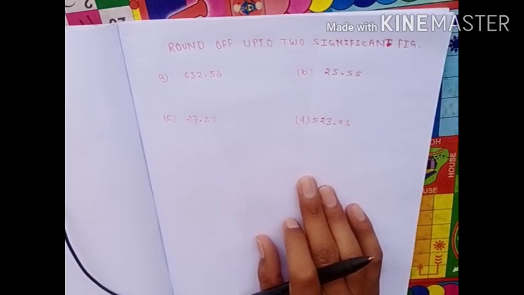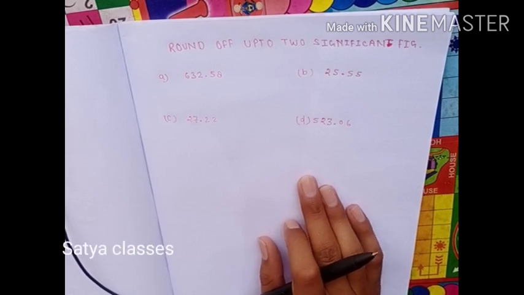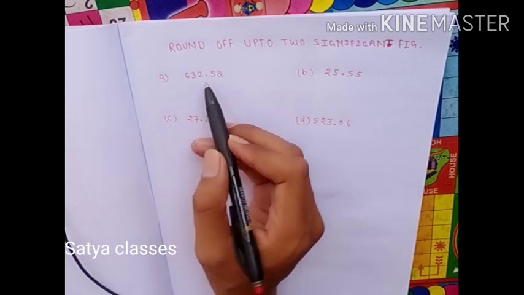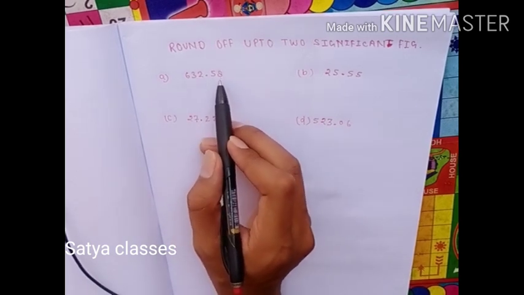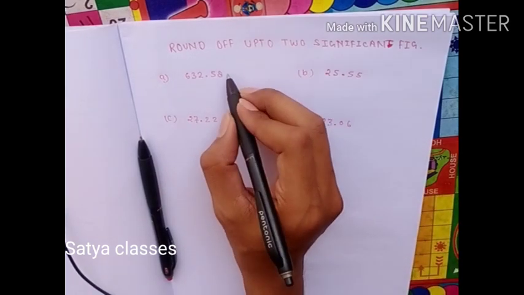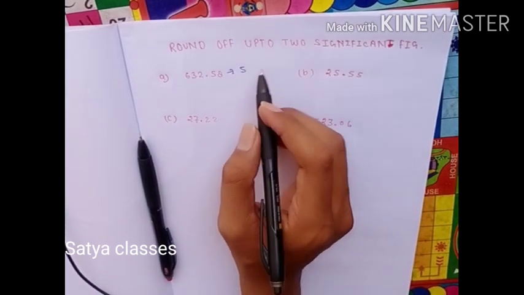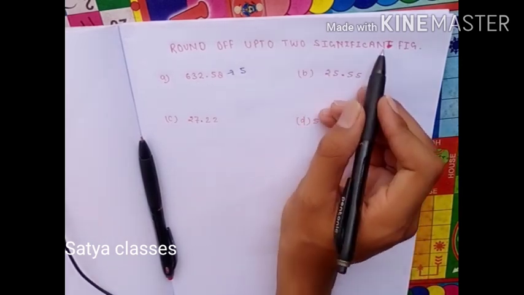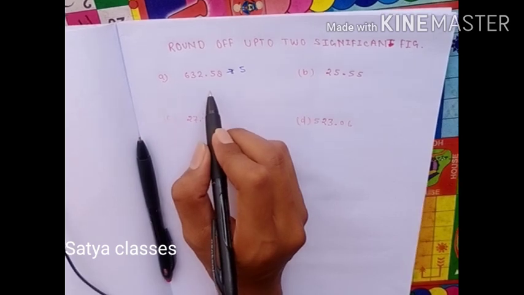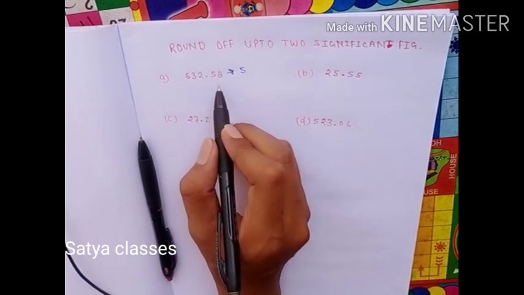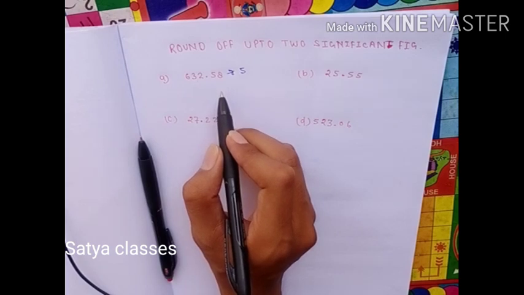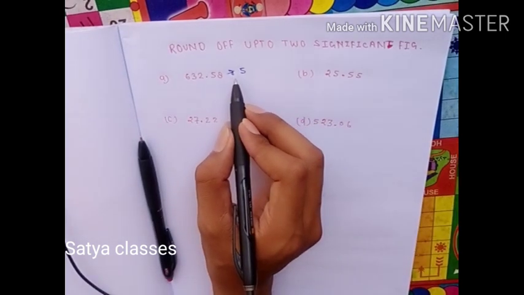About rounding off, we have taken the following example. So let's start from example A. You can see clearly 632.58 has how many significant figures? Good, it has 5 significant figures, but you have to round this off to 2 significant figures. So for this purpose you have to drop the digits and put the value of the digit equal to 0. So see how to do it.